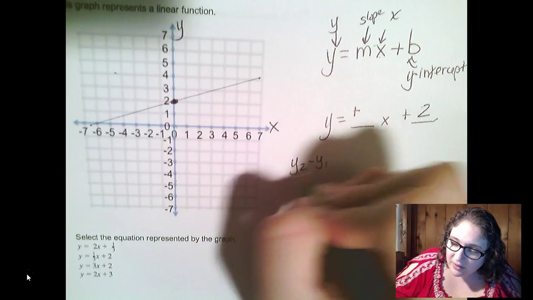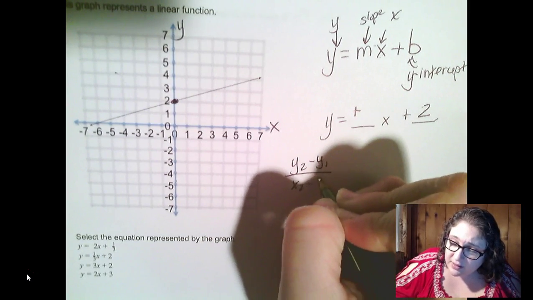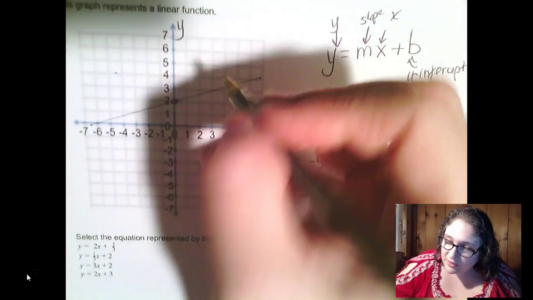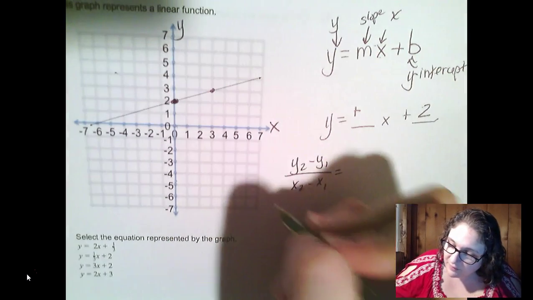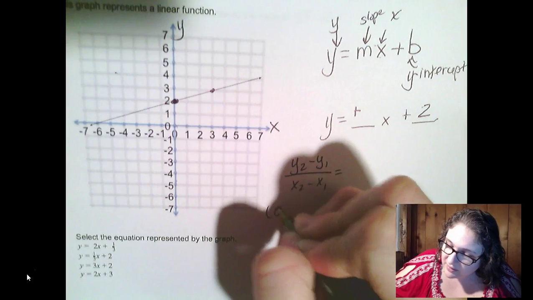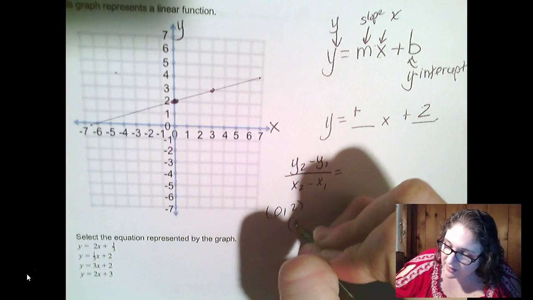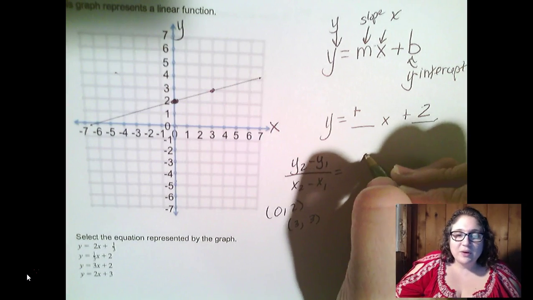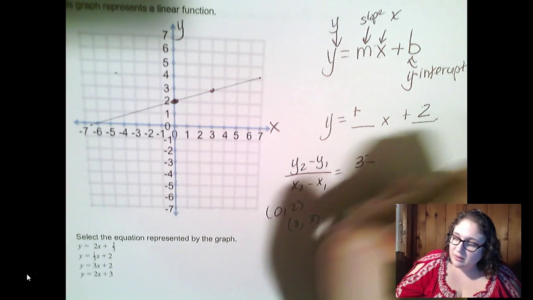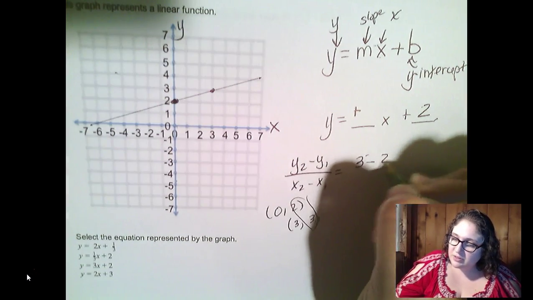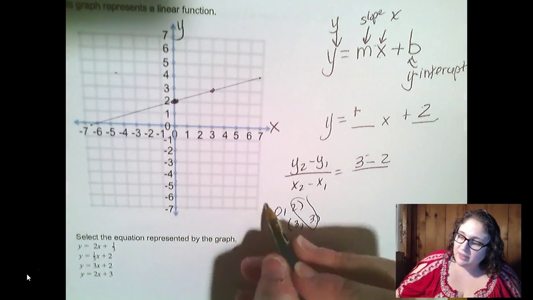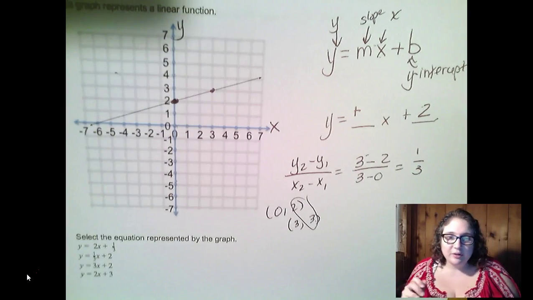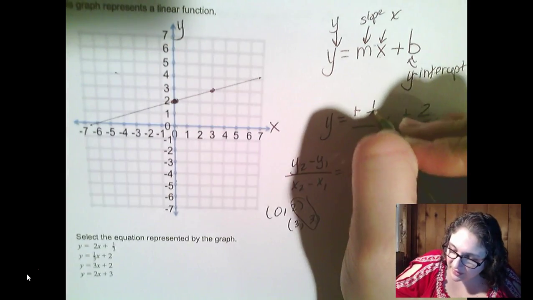Remember, slope is change in y and change in x. I'm going to show you 2 ways to do this. So let's say these are our 2 points. Our first point that we'll use is over 0 up 2. Our next point is over 3 up 3. So y2 minus y1, 3 minus 2 first, divided by 3 minus 0, which equals 1/3. Okay, so we know our slope is 1/3 x.